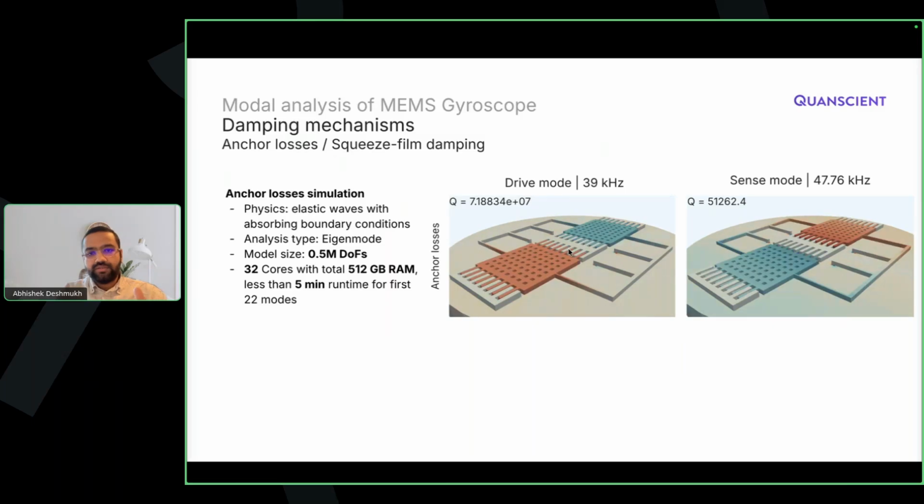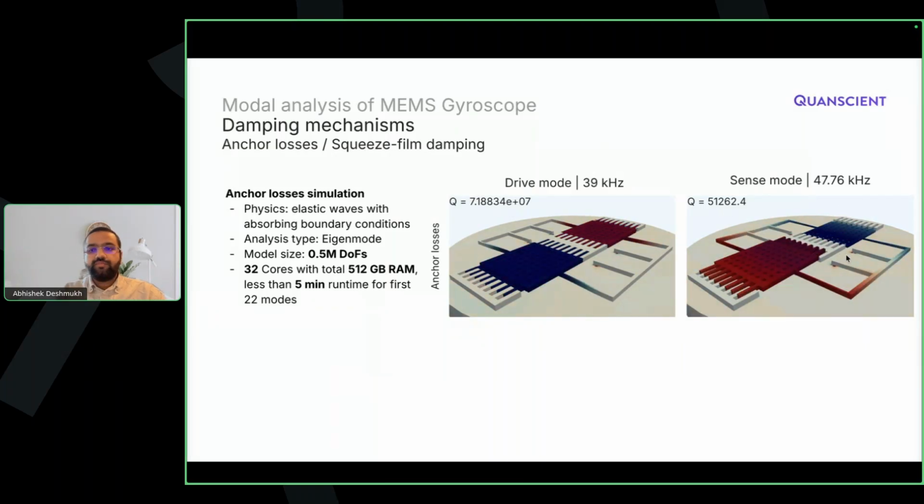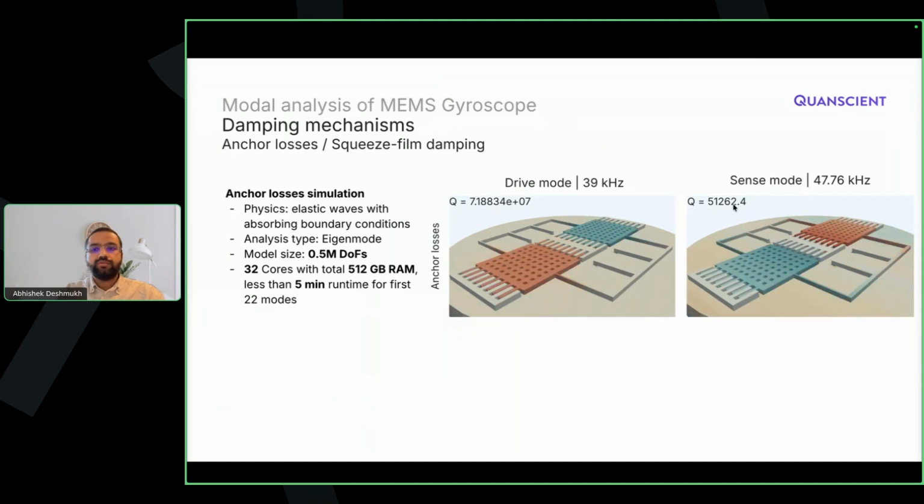So the Q factor is essentially the energy stored divided by energy lost to the environment via whatever mechanism, and here through the anchors. So in the drive mode, it's not losing much energy, so the quality factor is high. In sense mode, it's losing more energy because of this out of plane motion, and you see 2 orders of magnitude reduction in quality factor. So these can be quite important metrics that you can get out of the simulations readily.